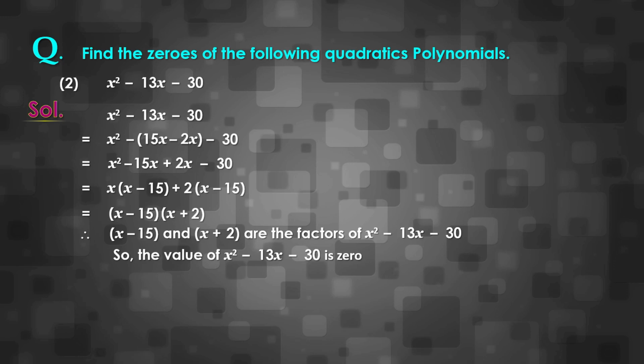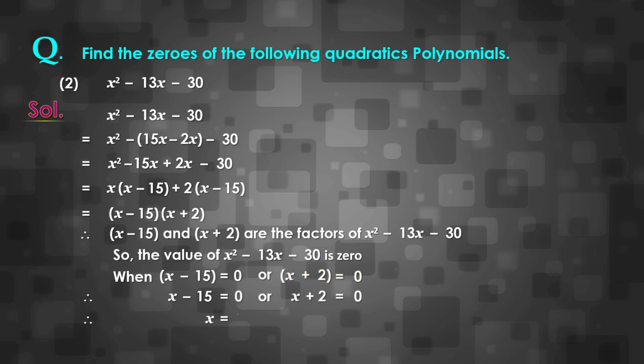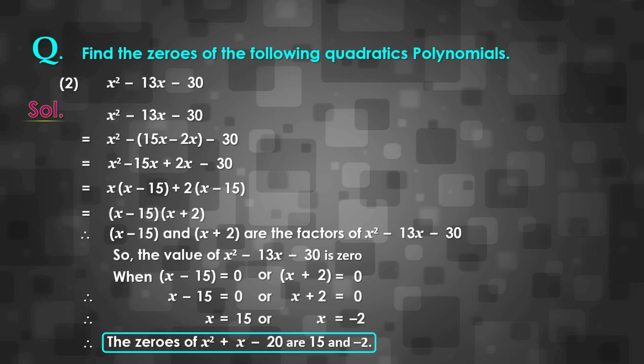Now, to find the zeros, we equate each factor to 0. First, x minus 15 equals 0. This gives x equals 15. Second, x plus 2 equals 0. This gives x equals minus 2. Therefore, the zeros of the quadratic polynomial x squared minus 13x minus 30 are 15 and minus 2.